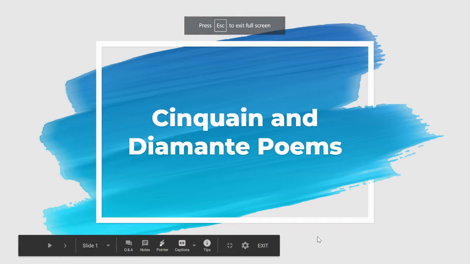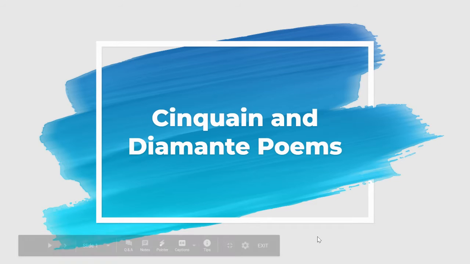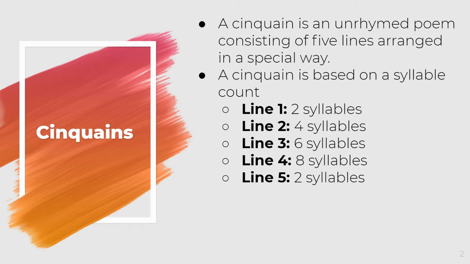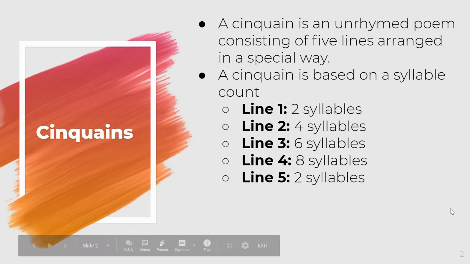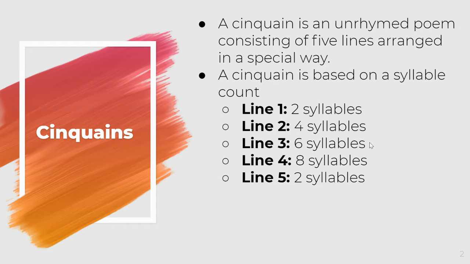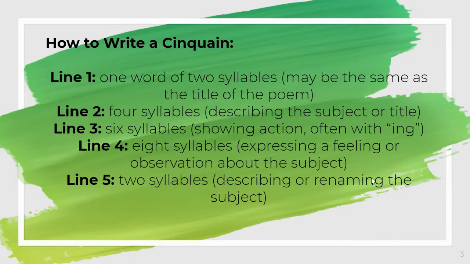Good morning. Today for our poetry lesson, we're going to talk about two different types of poems, Cinquain and Diamante. The first poem we'll talk about is a Cinquain, which is an unrhymed poem that has 5 lines, and they're based on syllable counts. So you can see here, line 1 will have 2 syllables, line 2 will have 4 syllables, line 3 will have 6 syllables, line 4 will have 8 syllables, but then you'll see line 5 goes back to having only 2 syllables.